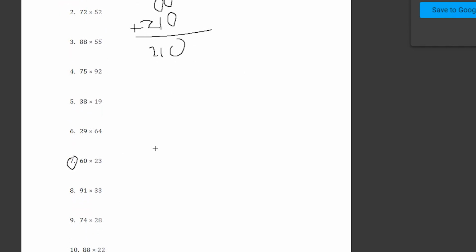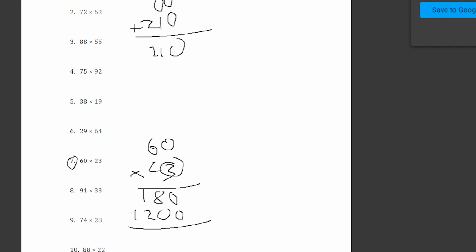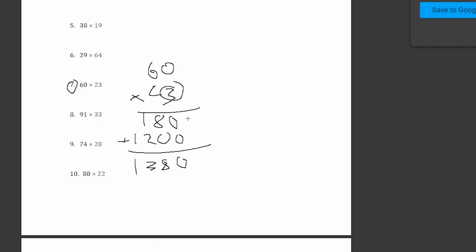Now for number 7, we have 60 times 23. So we start from here again. So we have 3 times 0, which is 0, and then 3 times 6, which is 18. Now we can do 2 times 0. Well, first we need to put a placeholder. And now we can do 2 times 0, which is 0, and 2 times 6, which is 12. So we're going to add these numbers up. 1 plus 1, nothing is 1. 1 plus 2 is 3. 8 plus nothing is 8. And then we put a 0 here since it's 0 plus 0. And for number 7, our answer is 1380.